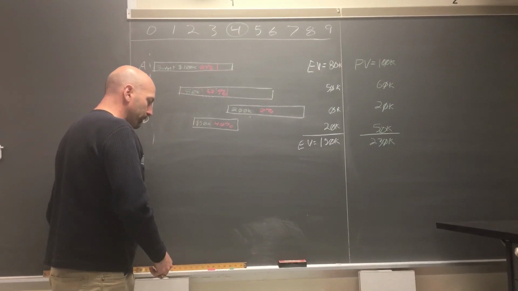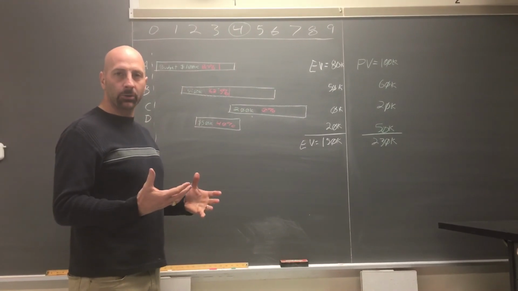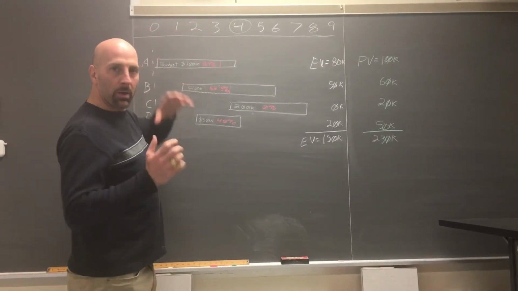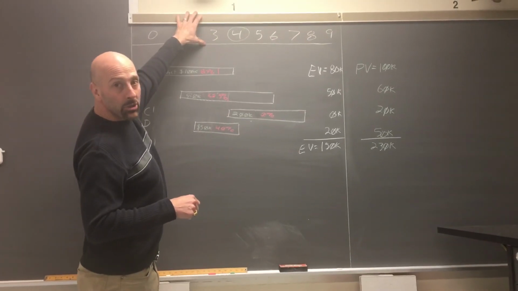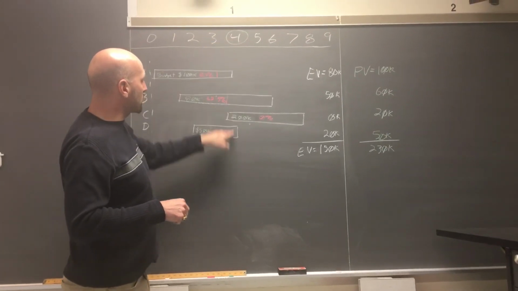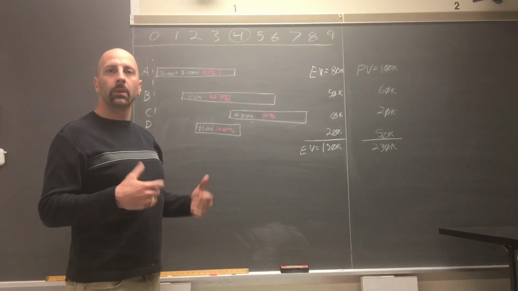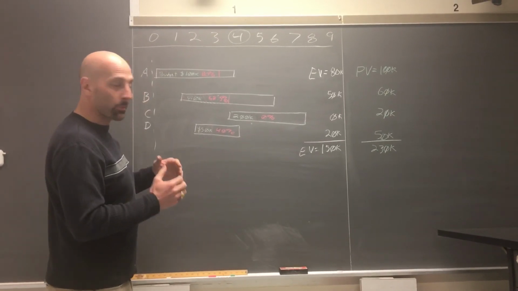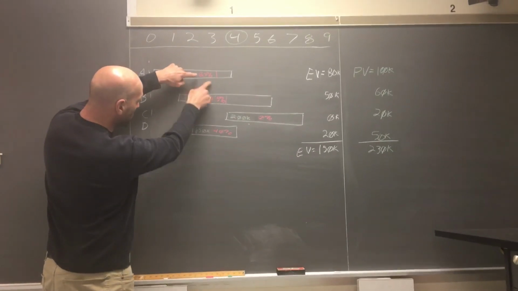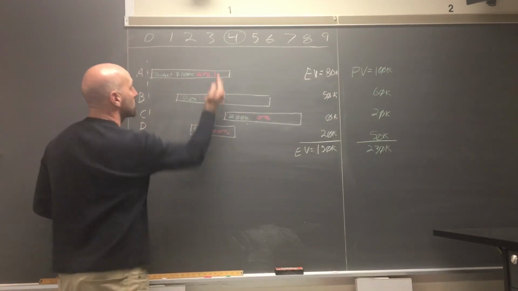That's scheduling time. So for planned value, I start with my plan, and I start with my watch, and I look to see, what do I expect to see out my window? For schedule time, I start with my plan, I look out my window, what's actually been done, what should I see on my watch?